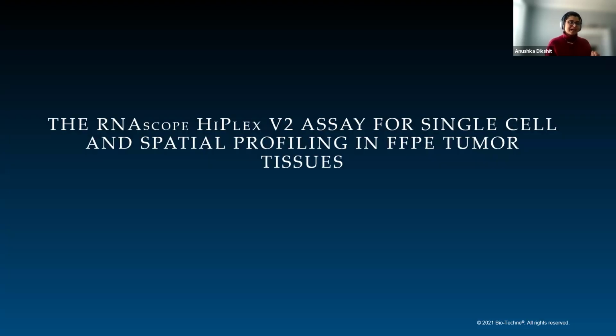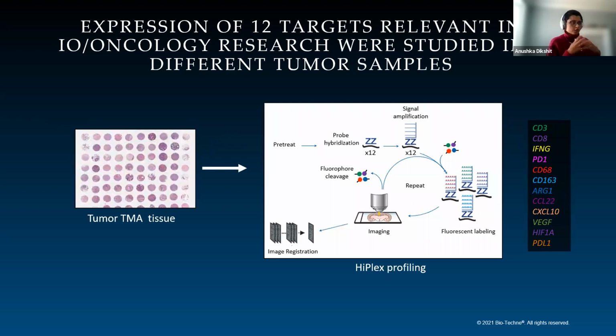And so, as I mentioned, I want to show you one example internally of how we profiled tumor tissues by using a set of markers that are implicated in cancer. So the workflow was very simple. We used a tumor TMA and we profiled using our new HiPlex version 2 assay, where we probed using all 12 targets and then developed 4 signals at a time, and then imaged and used our image registration software to combine these images, and then later did image analysis using some other quantification software.